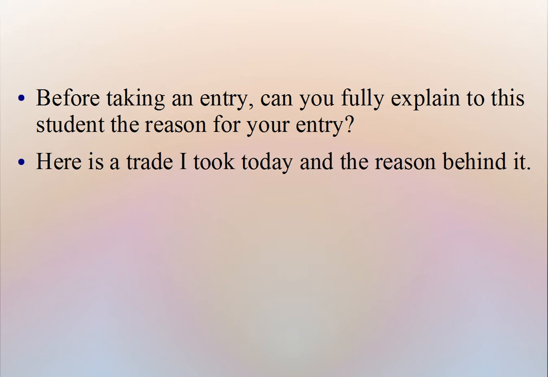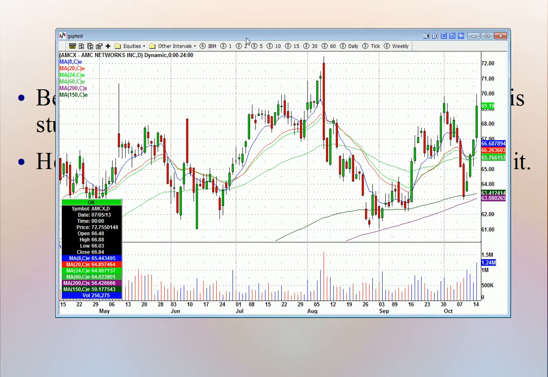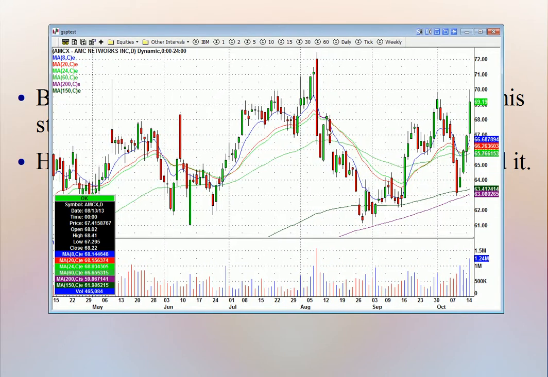Here's an example. Here's a trade I took today and the reason behind it. It's just an example to show that I could have easily explained the reason here. This is AMCX. Believe me, I hated shorting anything to do with Breaking Bad and The Walking Dead, two of my favorite shows ever. But look at this daily chart.